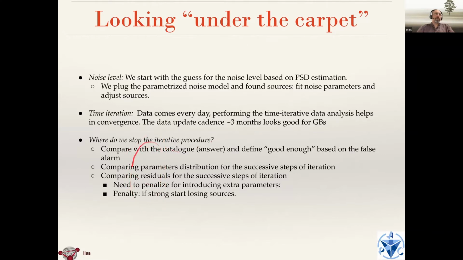And of course, the question: where do you stop the iterative procedure? Since we know the answer, we can look at what is good enough based on the false alarm rate and comparison with the catalog. When you don't have a catalog, probably what we want to try is comparing the parameter distribution between successive iteration steps and see when they stop evolving and become stable. Or similarly, you can do residual comparisons. Of course, you need to penalize for introducing extra sources, extra parameters. However, this penalty should not be strong, because otherwise you start losing the relatively strong signals. And that's something we already observe in our analysis.